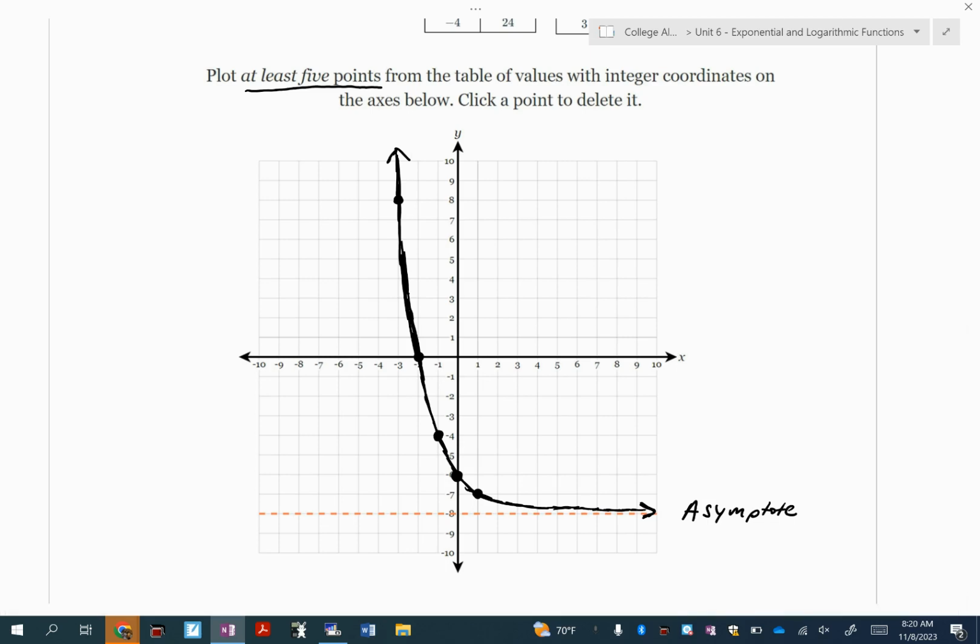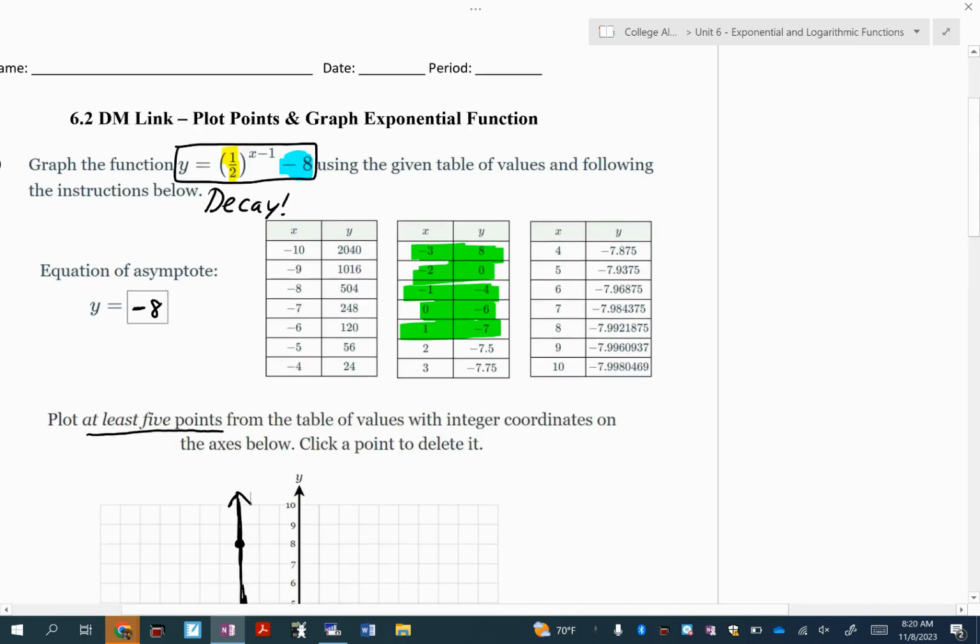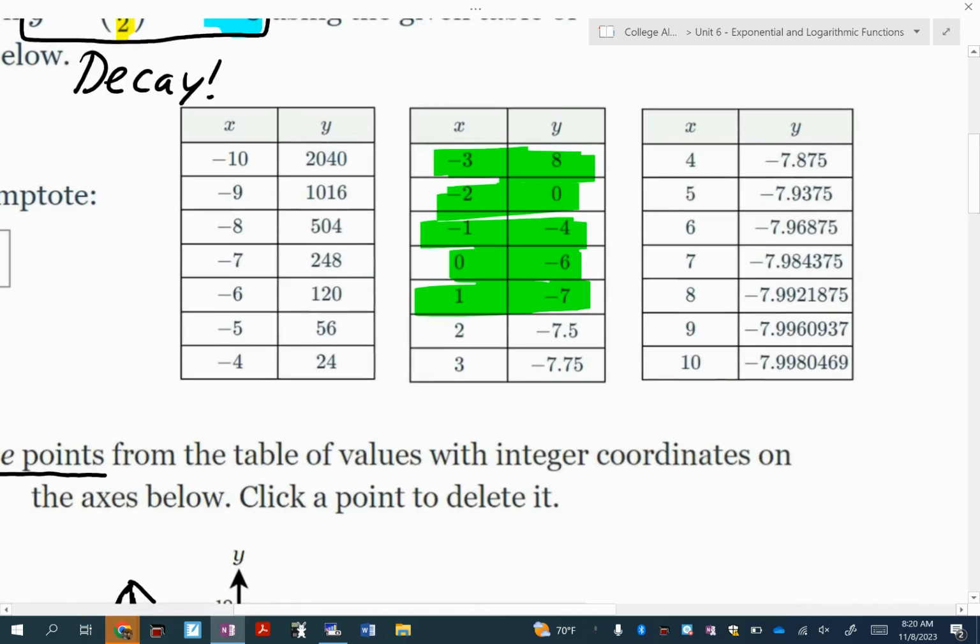Yes, Jasmine? How do I know which points to use? So the points I'm going to use are the ones that don't have decimals that can actually be plotted on this grid. Remember, it goes from -10 to +10 in both directions. If any of these numbers are past -10 or 10, like this works because it's between -10 and 10, but look at the y value. That's way past +10, so I can't use that. So I chose these 5 because all of the x and y values are between -10 and +10. Okay?